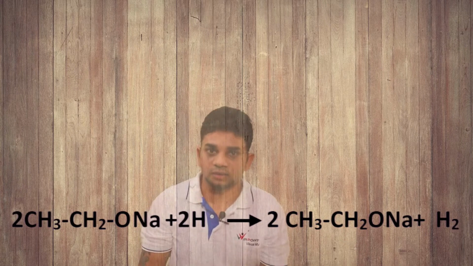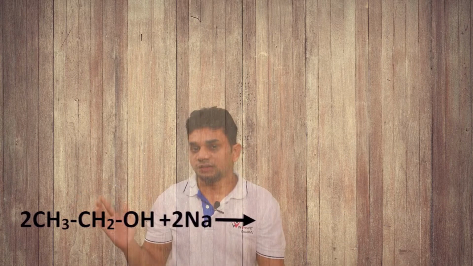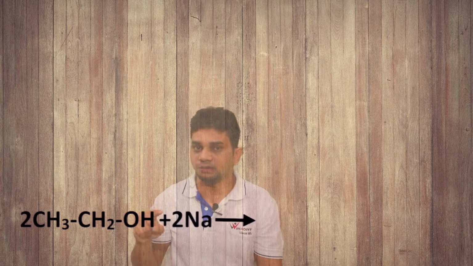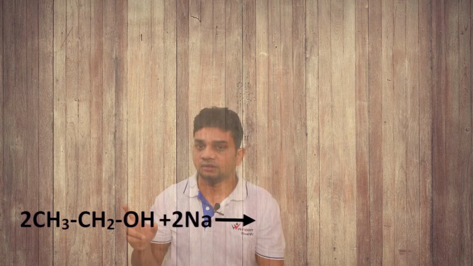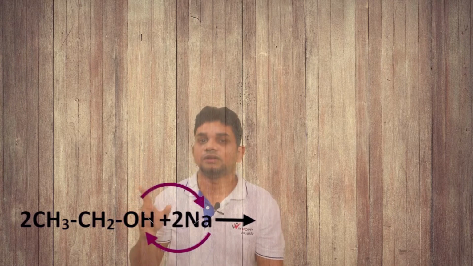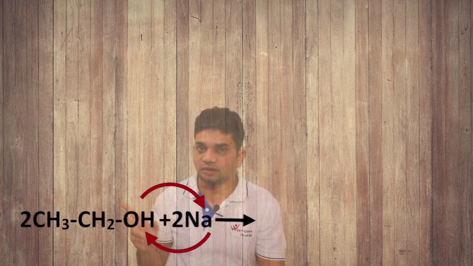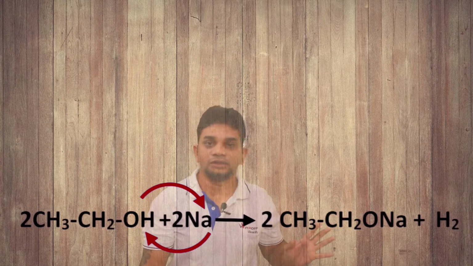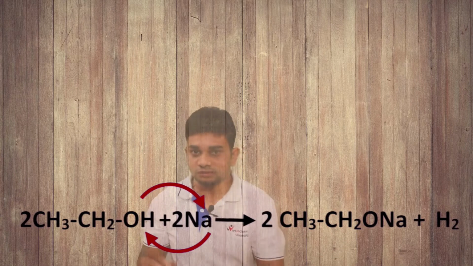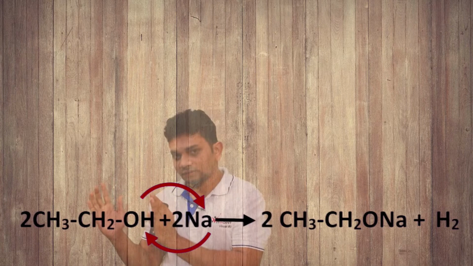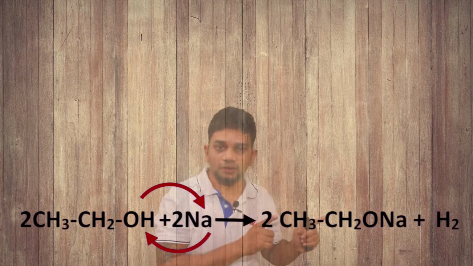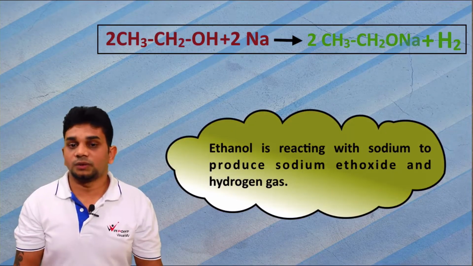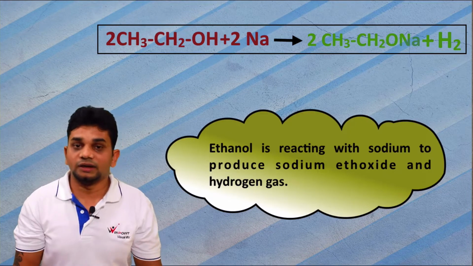Let's write the equation now. 2CH3CH2OH plus 2Na. What is happening here? They are exchanging these atoms. Sodium is replacing hydrogen from ethanol, right? They are exchanging their positions. We are getting 2CH3CH2ONa plus H2. You need to learn the balanced equation. Just learn the reactant side, then exchange it and you will get the product side. So we are getting sodium ethoxide. Ethanol reacts with sodium to produce sodium ethoxide and hydrogen gas.